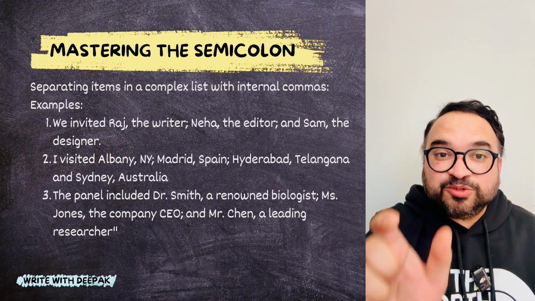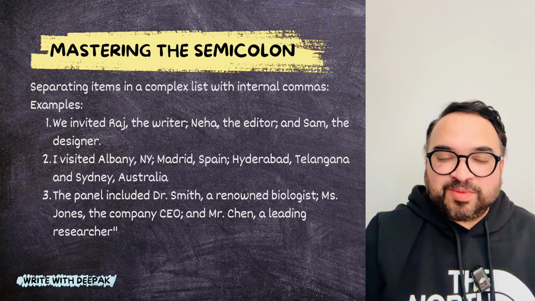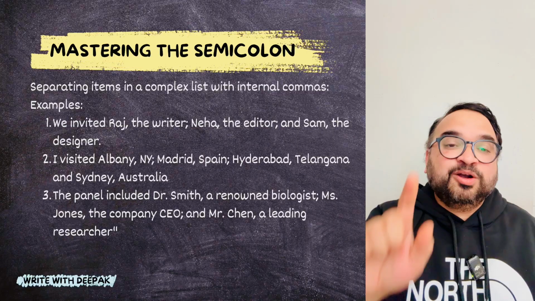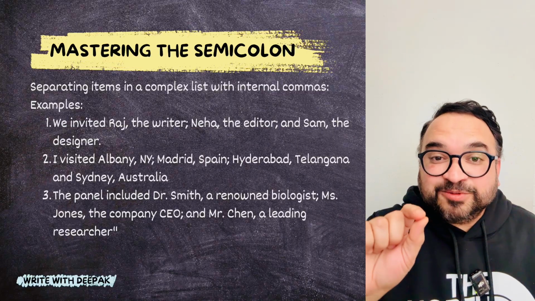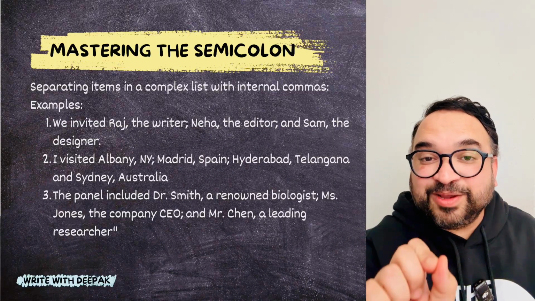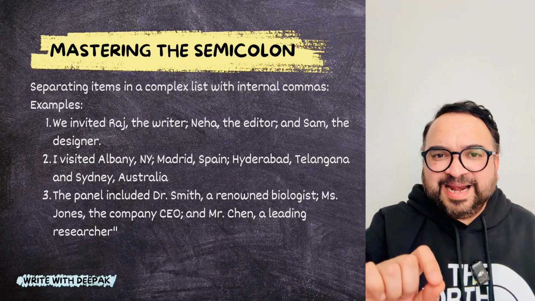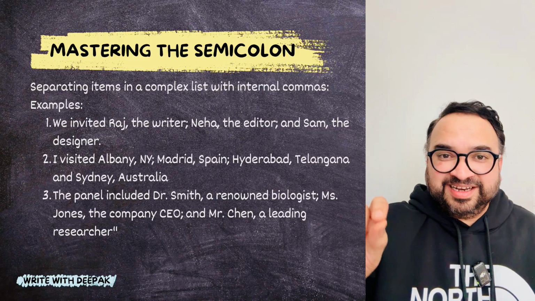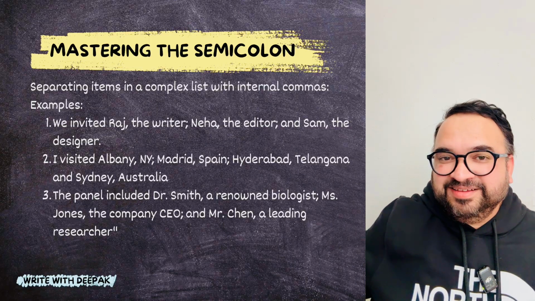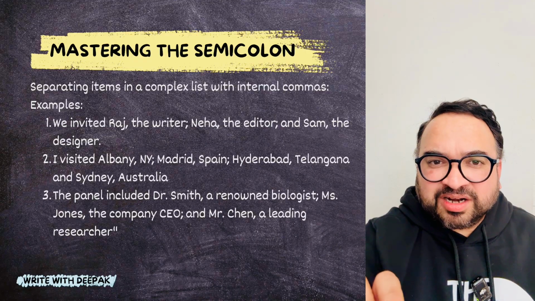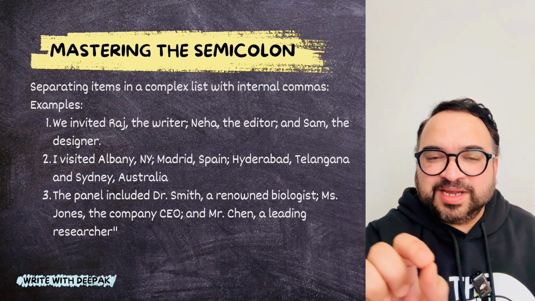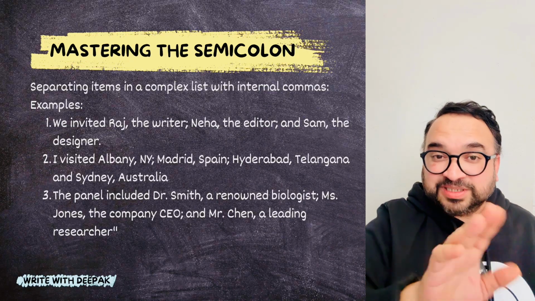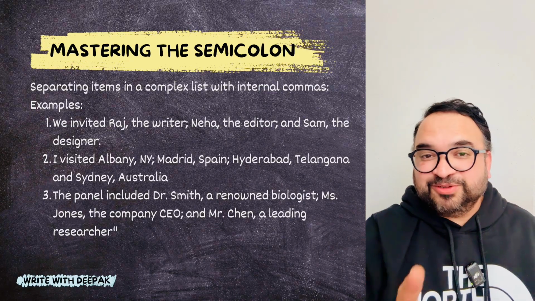Like that, if you have items which already have commas in them, you can't put another comma. You can't say Raj, comma, writer, comma, Neha, comma, editor, right? That's confusing. To avoid that, to separate items which already have commas in them, we use a semicolon. Another example: I visited Albany, New York, comma, Hyderabad, Telangana, comma, Sydney, Australia, and Dubai, UAE. So, Albany, New York is one item in that list. Albany, comma, New York. Hyderabad, comma, Telangana is another item in that list. So, like that, if you want to separate items which already have commas, you use a semicolon.